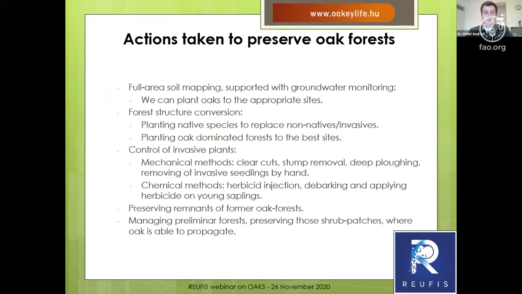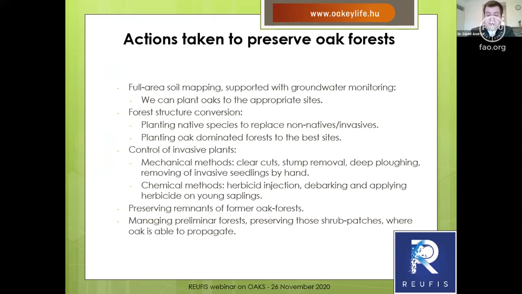In the preparatory actions, we made a full-area soil mapping. That means altogether we investigated more than 2,500 soil samples. We also installed three automatic groundwater monitoring wells. Thanks to these, we can plant oaks on the appropriate sites.